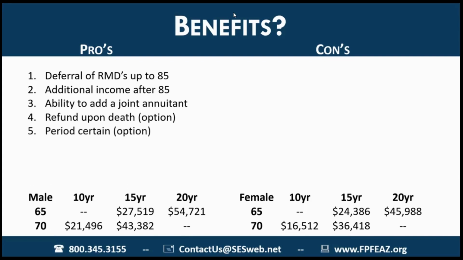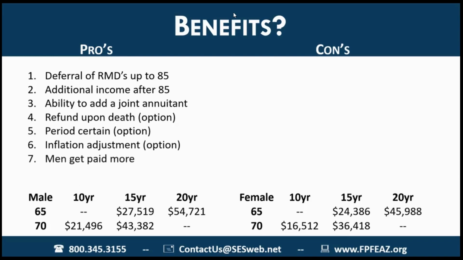Period certain options, meaning I want payments for at least 10 years. So if you pass away in year 2, then your heirs are going to keep getting those payments for 8 more years. And then there's the inflation adjustment options. Okay, so they can give you a nice little raise every year. You're going to start out at a lower number, and then you're going to get a little bit of a raise each year, which, if we're already waiting till 85 to take the income, I would caution people on that one. It typically won't make sense.